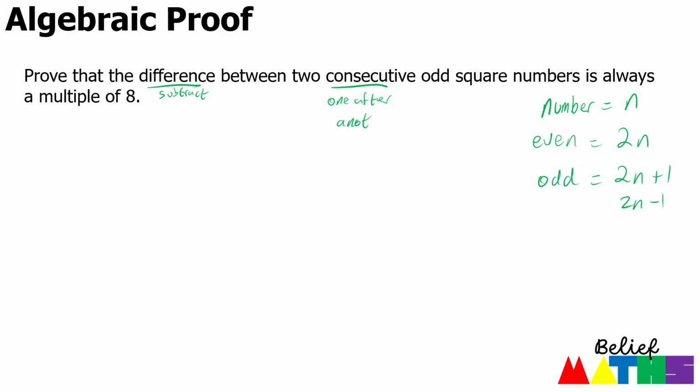Odd square numbers is always a multiple of 8. Okay, so we're going to look at our consecutive odd numbers. So we've got, well, we've written two of them here, 2n plus 1, 2n minus 1. So we're going to do 2n plus 1 squared and 2n minus 1 squared. And we're going to find the difference. We're going to subtract those two from each other. So that's the difference between two consecutive odd square numbers.